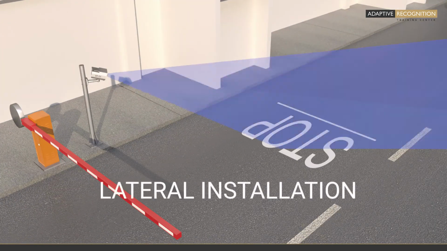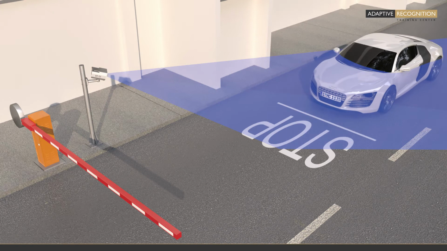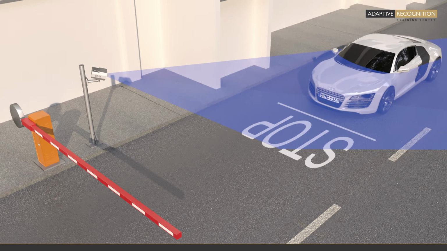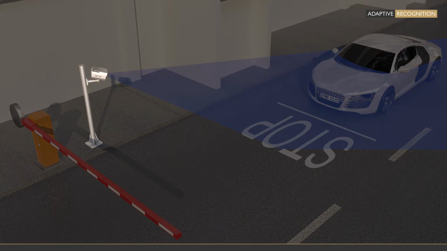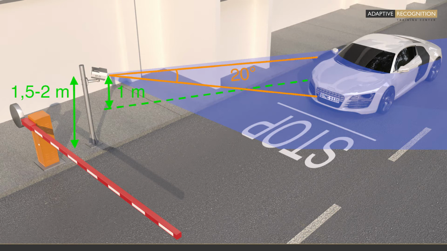And last, the lateral installation. It is most commonly used in parking or any access control scenario where the vehicles can be monitored closely with low speeds. For example, when a vehicle stops in front of a barrier. The installation is highly similar to the transversal application. However, the difference is that in the lateral position, the camera is mounted at low heights. For the optimal setup, we recommend to install the camera at least 1 meter above the vehicle's headlight, at the height of 1.5 to 2 meters, using a vertical tilt angle of 20%, while keeping the horizontal pan angle at no more than 15%.